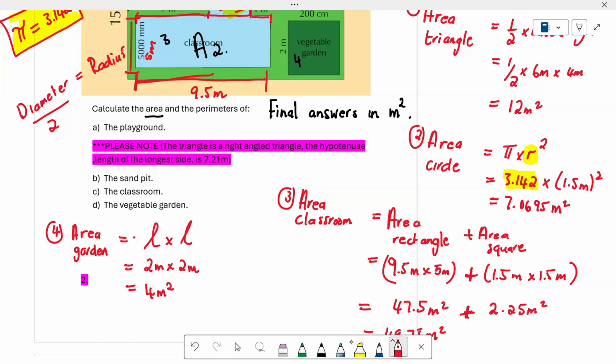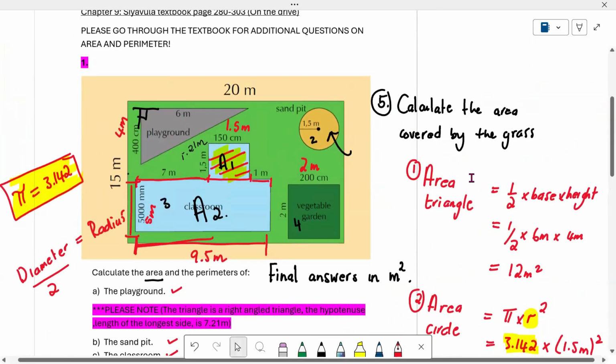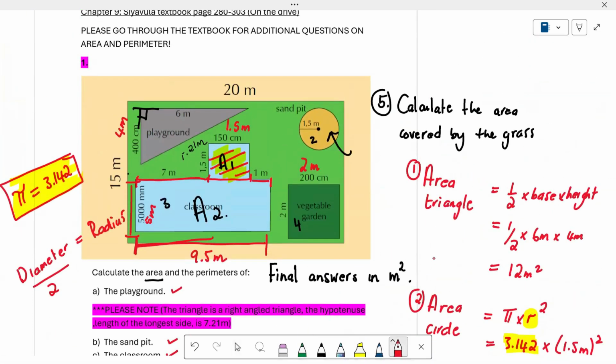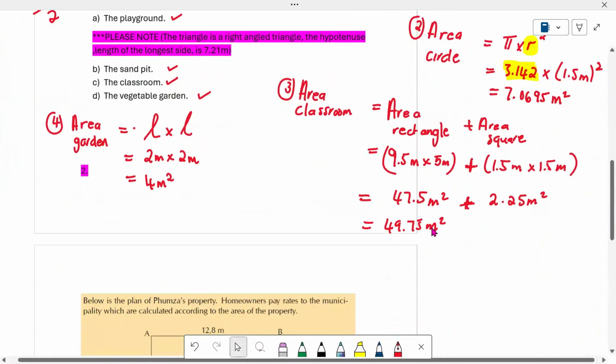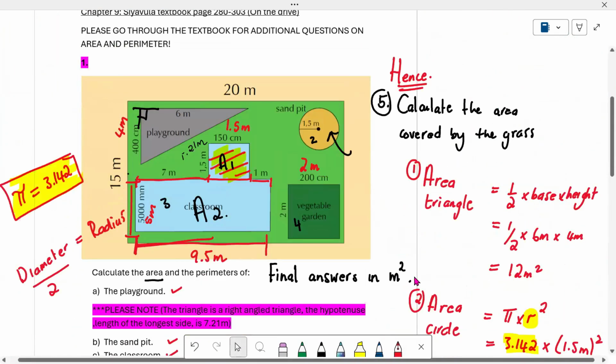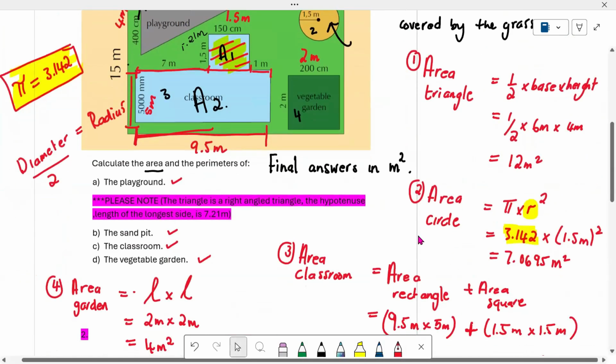Well done. Okay, so we've calculated the area of all of these shapes. One last one. Remember, I added a question there, number 5. I said then, therefore, hence. Maybe in the question they'll say, hence, calculate the area covered by the grass. Right? So, who gave us an approach? Konjo, what did we say we needed to do then? If I wanted to calculate the area that is taken up by this grass in the school, what must I do? Please remind me what we said.